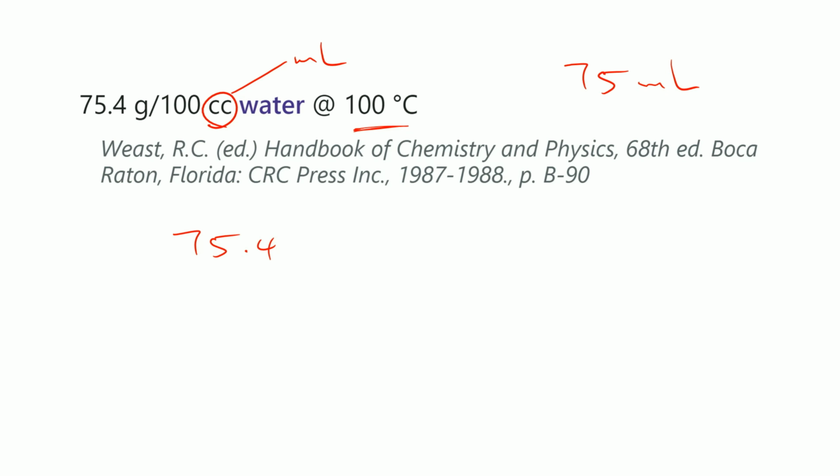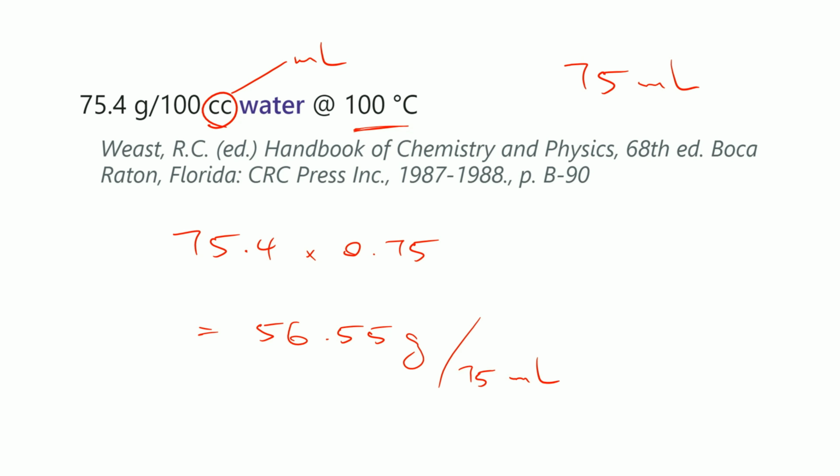So I'll take my 75.4. Now that's per 100 mils, so I'll take 3/4 of that, so I'll times that by 0.75, and I come out at 56.5-ish grams. Okay, so my solubility of copper-2 sulfate in water at 100 degrees Celsius is 56.5-ish grams per 75 mils.